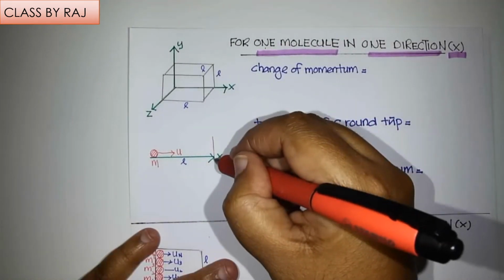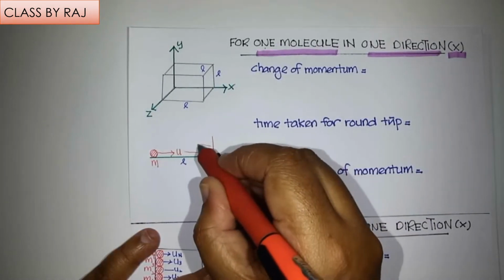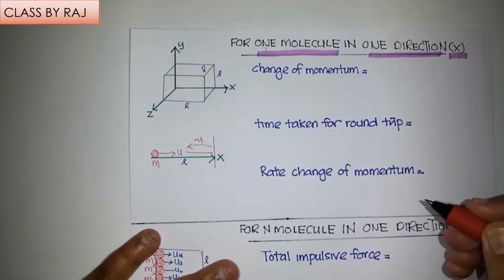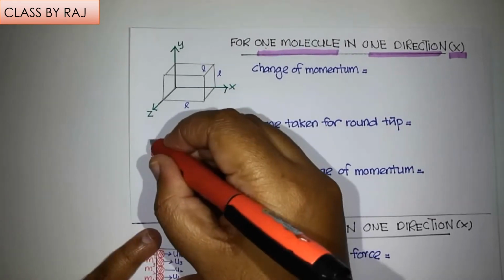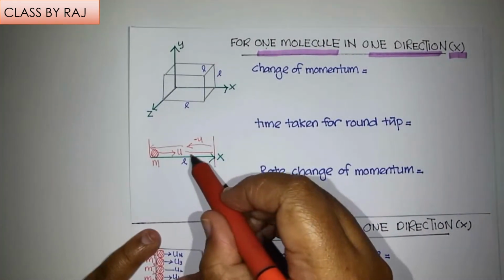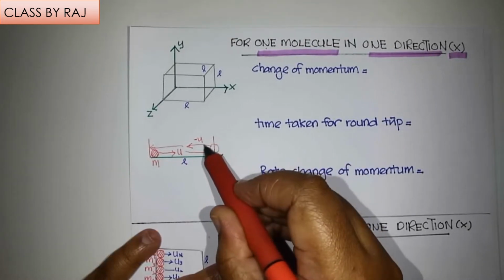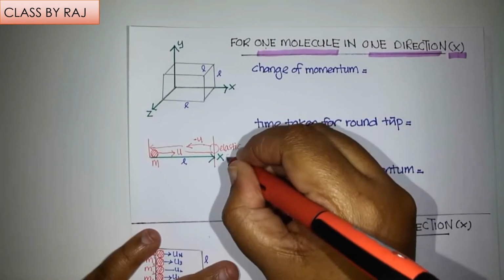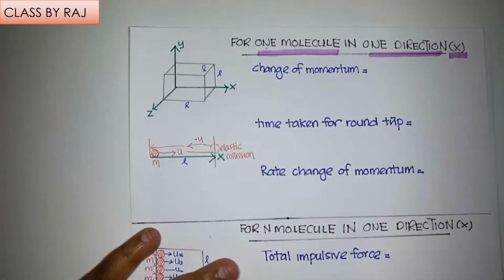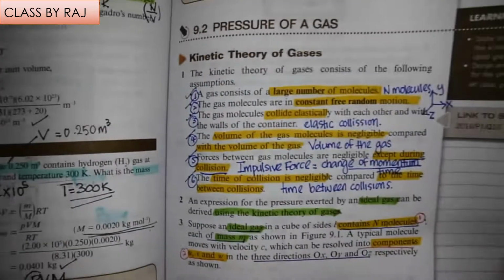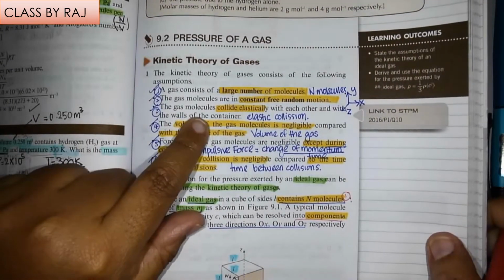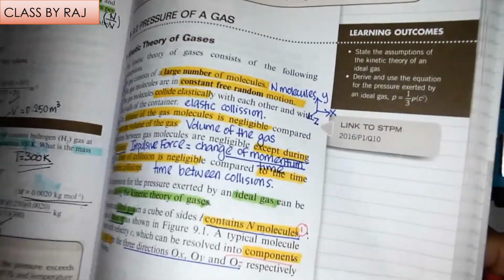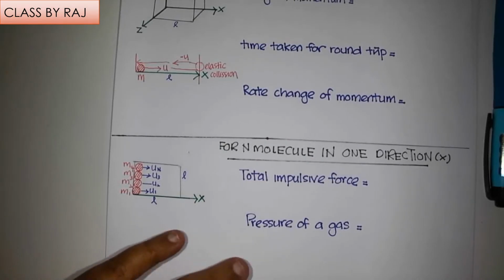Once it hits the wall of the container, it bounces back with the same speed u but in the opposite direction, the negative, and it comes back to this part of the container. That tells us this is an elastic collision, which is according to the kinetic theory of gases, number 3: the gas molecules collide elastically with each other and with the wall of the container.